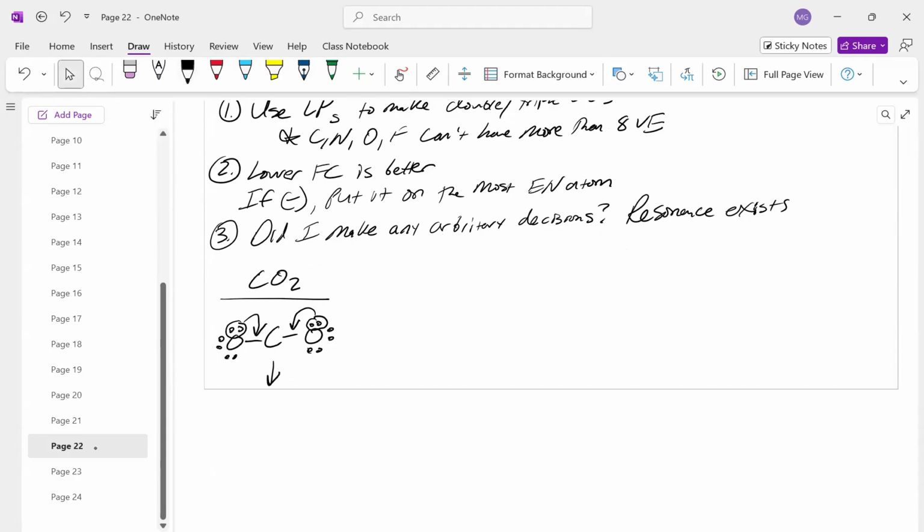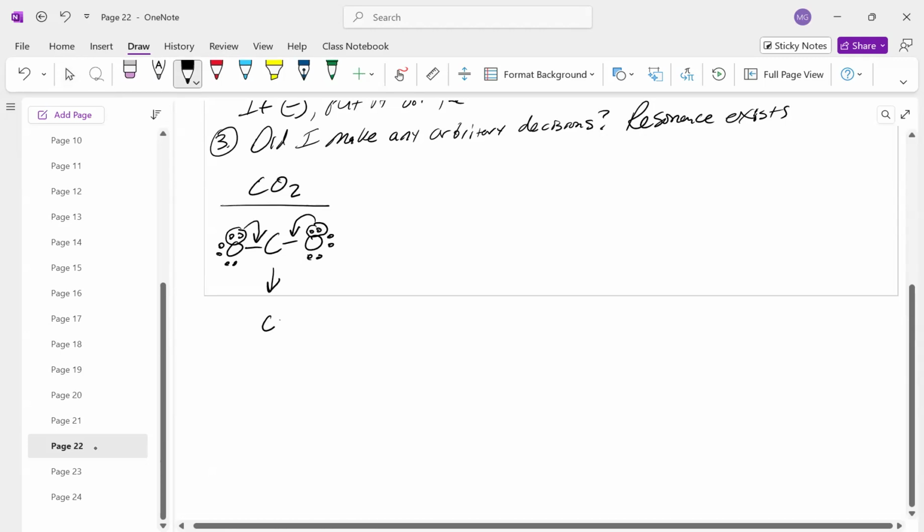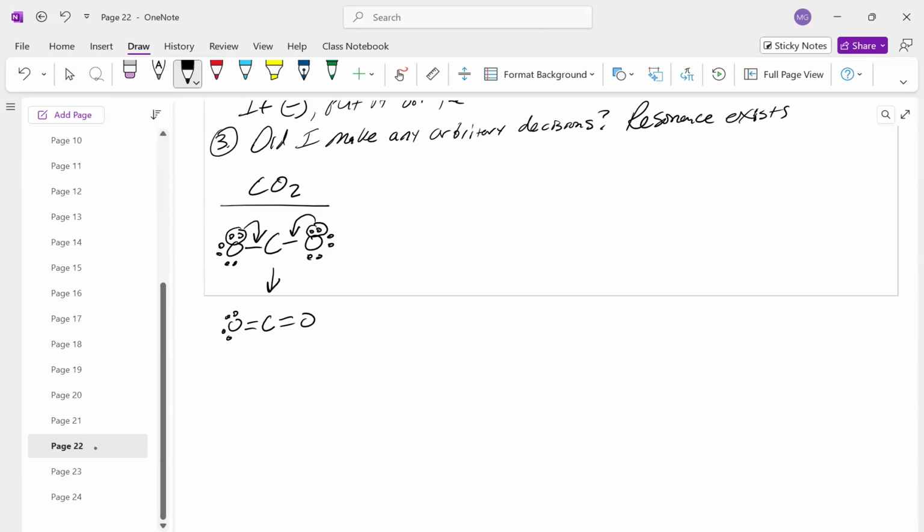So my structure here looks like this. Now carbon is happy, it's got 8 valence electrons around it, and each oxygen still has 8 valence electrons around it.